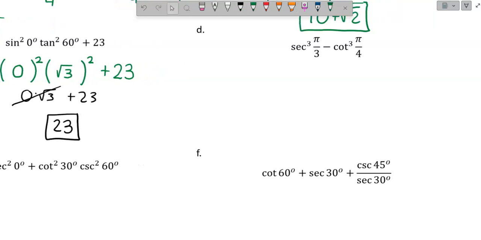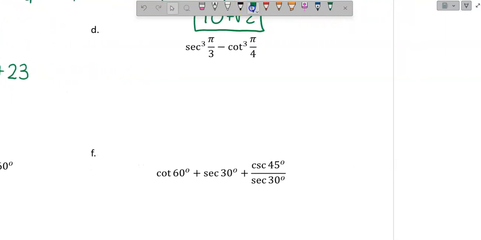Now we can also do this with radians. So here's an example using radians. We would take secant of pi over 3 and then cube it, actually, let's write that cubed, minus, and then we would take the cotangent of pi over 4 and also then cube it.